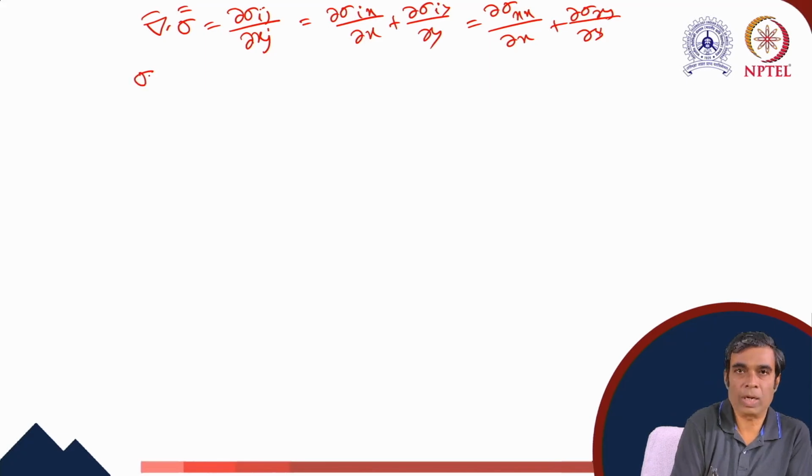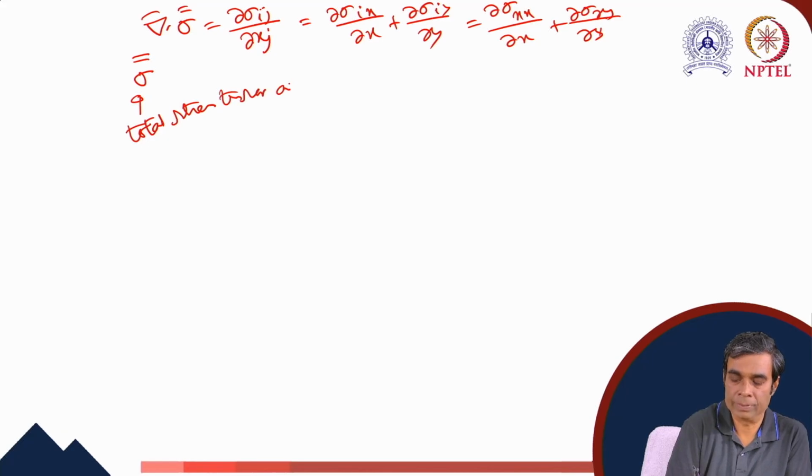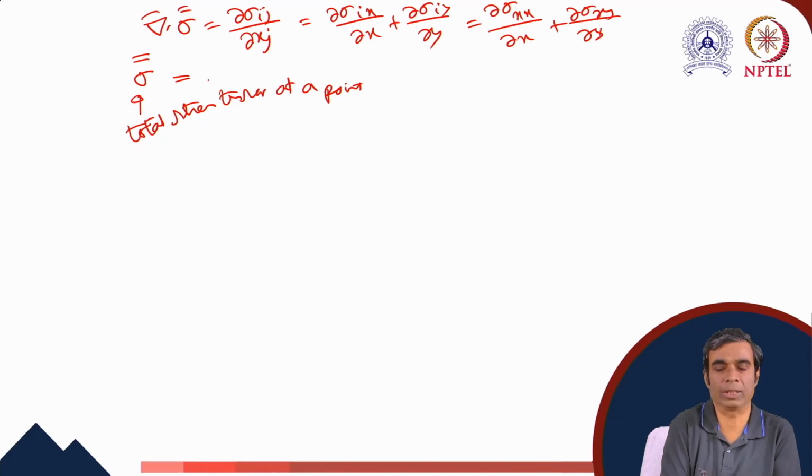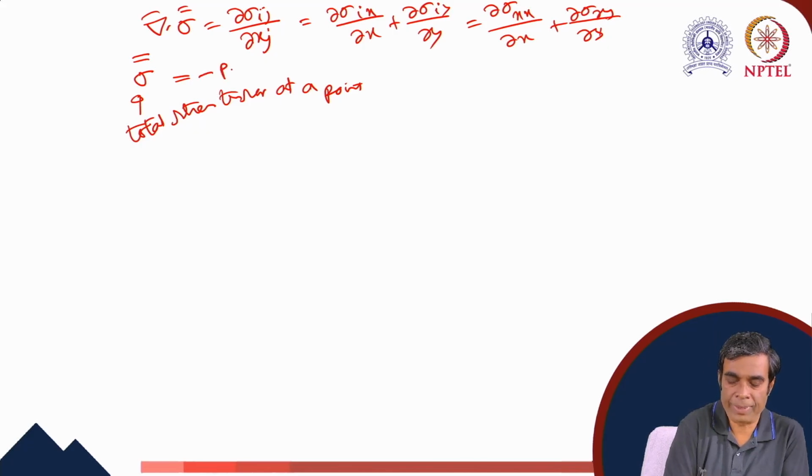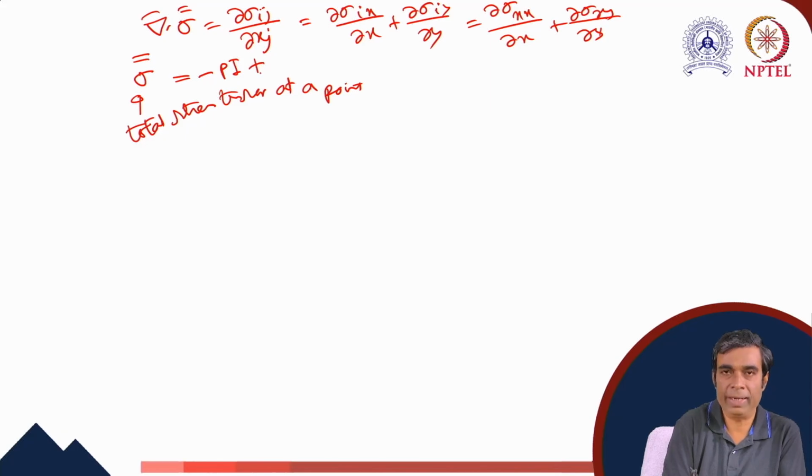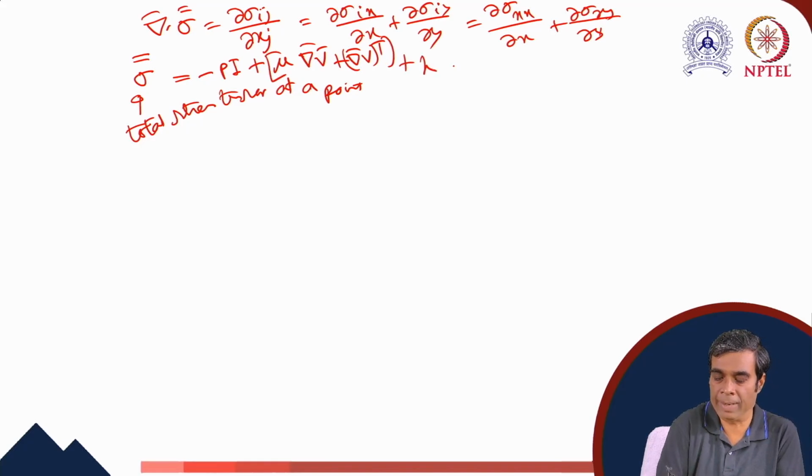Now let us go to the stress tensor sigma. This sigma is known as the total stress tensor at a point. This stress tensor has 2 parts. One is the ideal fluid flow part and one is the viscous fluid flow part. The ideal fluid flow part is known as the isotropic portion. This we shall write as pressure into the identity matrix, plus the real fluid flow portion, the viscous part, that is mu into gradient of velocity plus its transpose. And then we have the second viscosity lambda into divergence of V into the identity tensor.